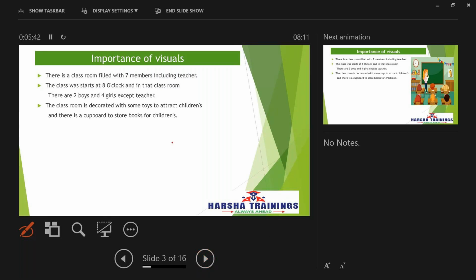Now, there is a classroom filled with 7 members, including the teacher. The class starts at 8 o'clock, and in that classroom there are two boys and four girls except the teacher. Now in this story, if I have a requirement, can anyone answer for me? See, I have one requirement. I need to know that.